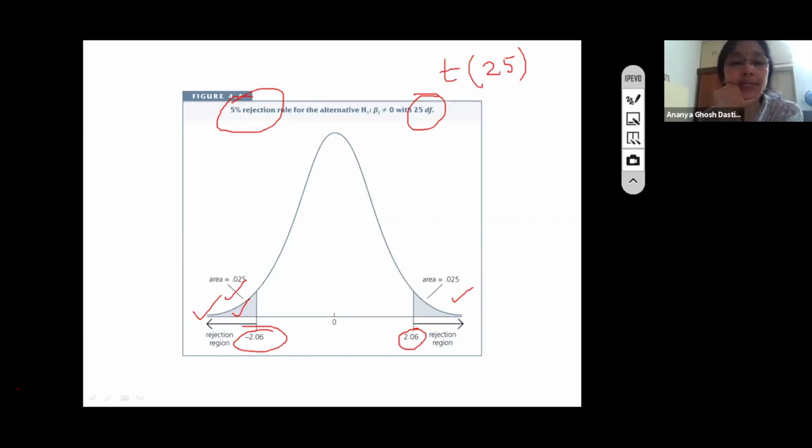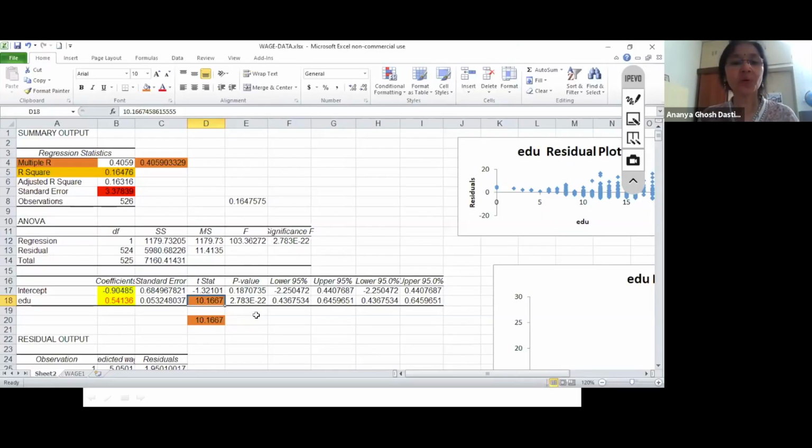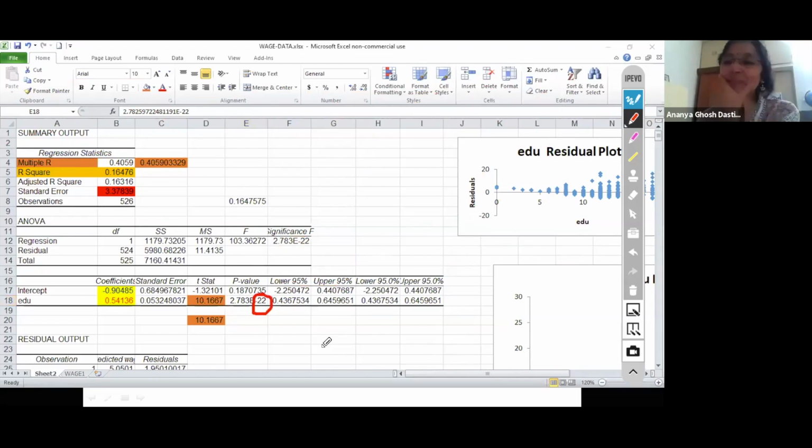Sagar, you're saying that T is 10.6, but P is 2.783. How can that be? Let me look at that. Okay, Sagar, look at something right here. Look at this. E minus 22.